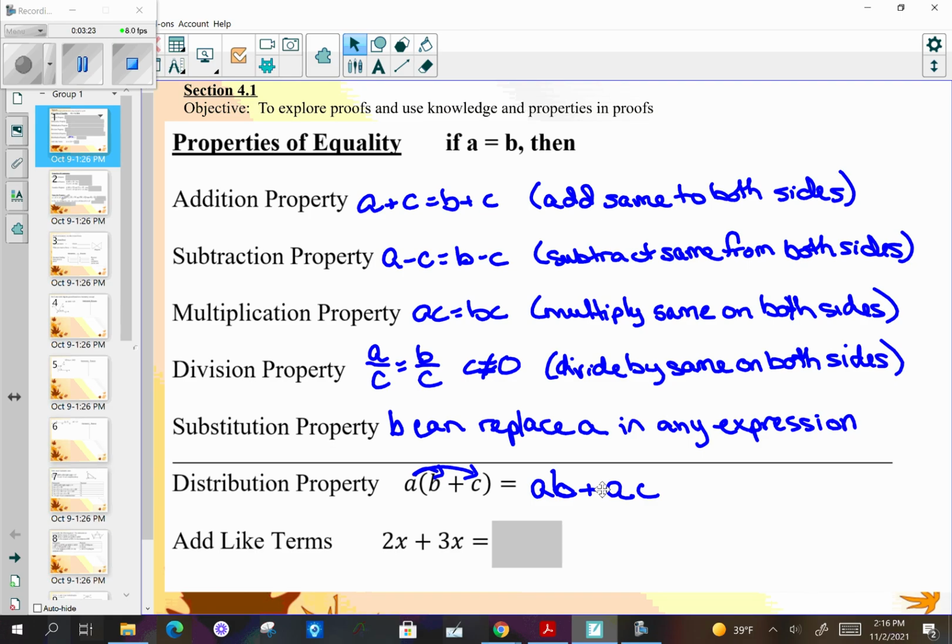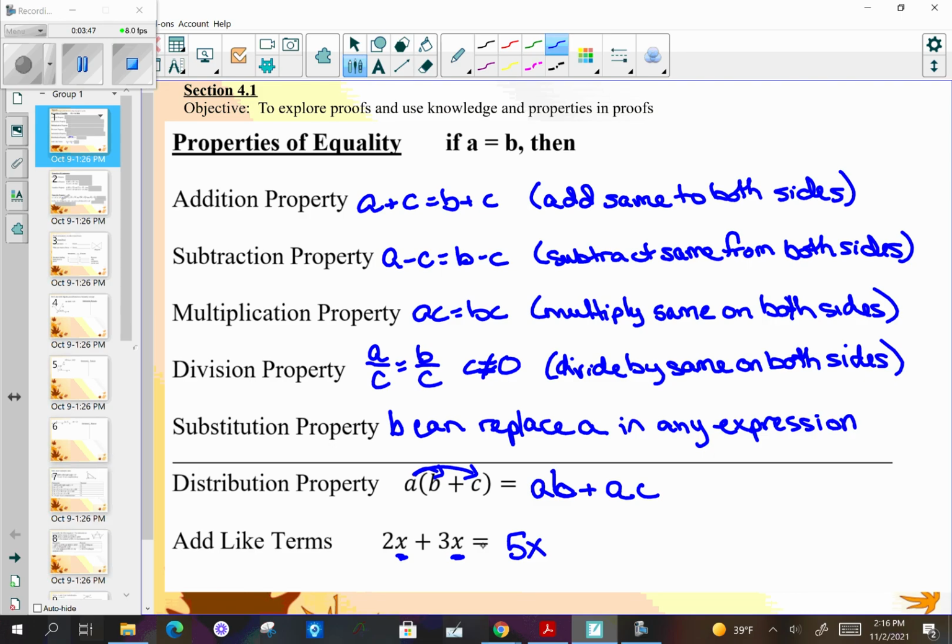We also do something in algebra called adding like terms. When we take a 2x plus a 3x, we get 5x. Because we know that that x makes them like terms. And so we can take the 2 of the first group of x and the 3 of the second group of x and say we have 5 groups of x total. So those are all properties of equality.